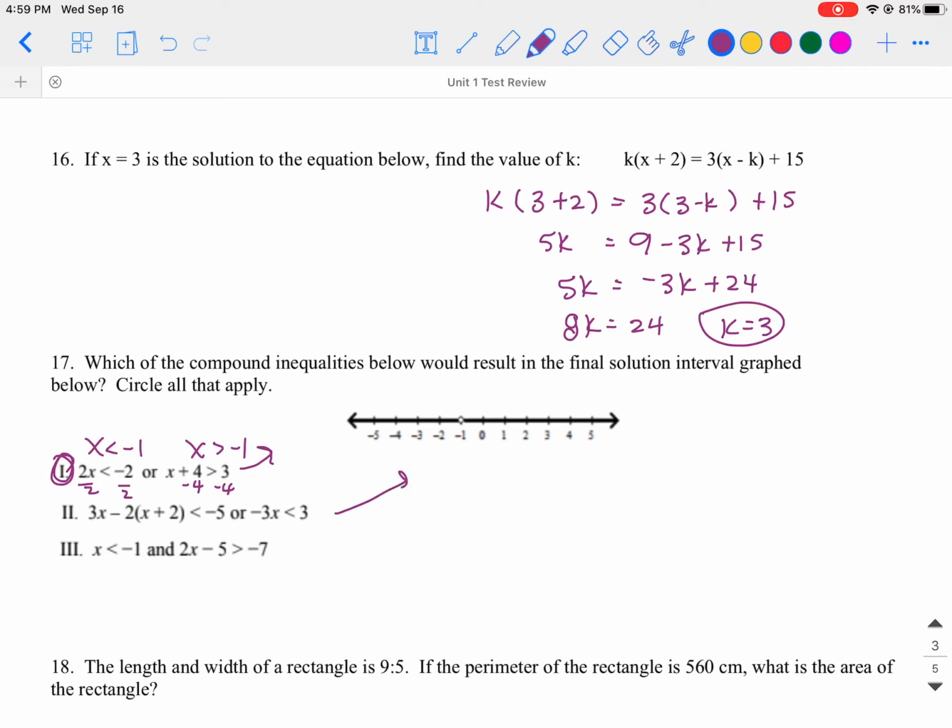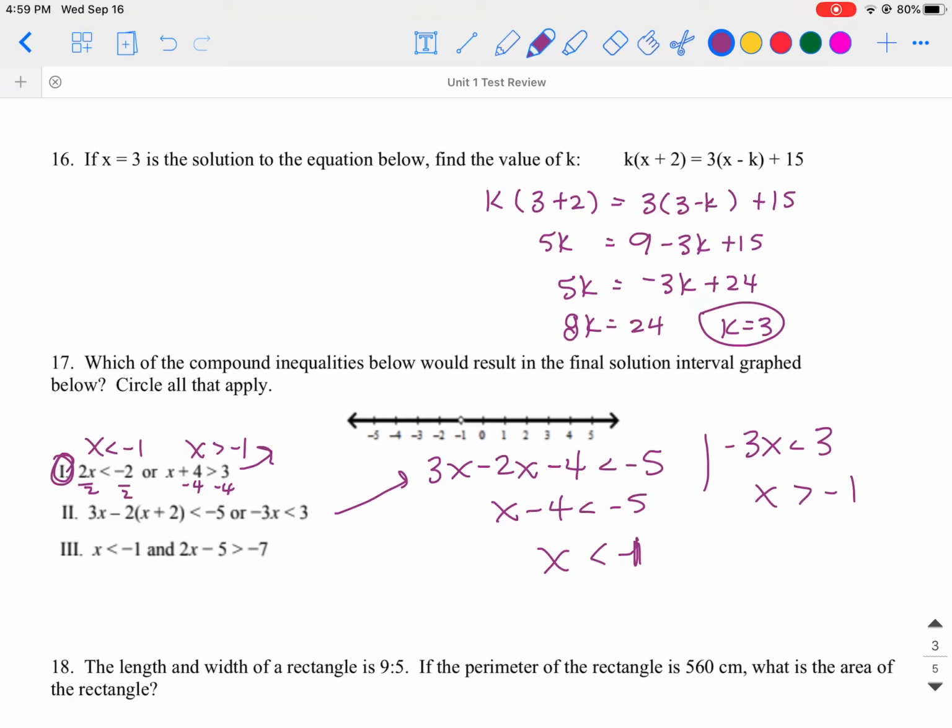This next one, I would have 3x minus 2x minus 4 is less than -5. And on the other side, I have that -3x is less than 3. So if I solve this, I would have x minus 4 is less than -5. I add the 4, I get x is less than -1. This one, divide by -3, flip our inequality, so x is greater than -1. So it says or, so that is the same thing as that's graphed there.